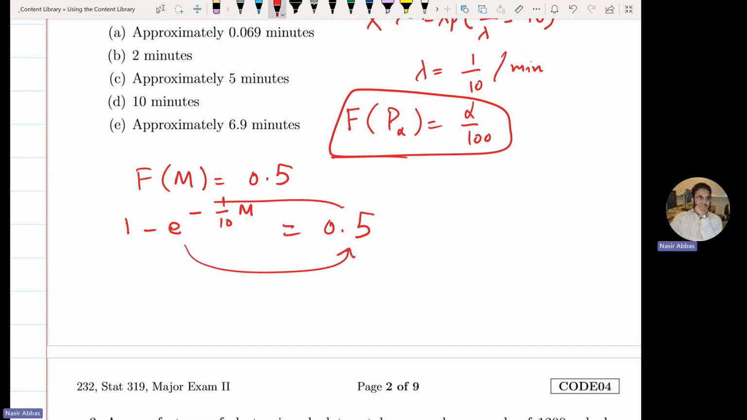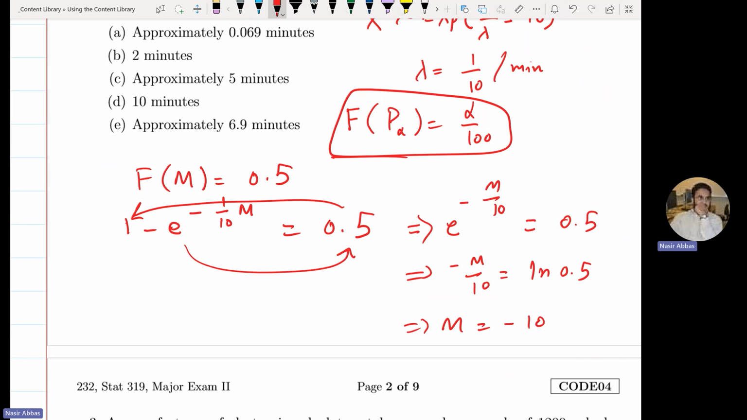Take this to the right side and this to the left side. And you will have e to the power minus m by 10 equals half. Then take the ln on both sides. You will have minus m over 10 equals ln of 0.5. And then this implies m is minus 10 times natural log of 0.5. And this will be a positive number. Remember, exponential is time. Time cannot be negative. This will be a positive number because ln of 0.5 will be negative, multiplied by negative 10. This will be something positive.